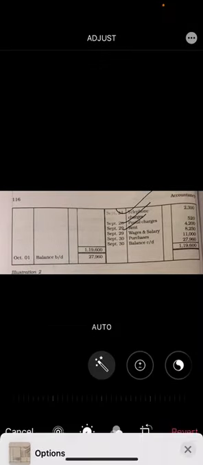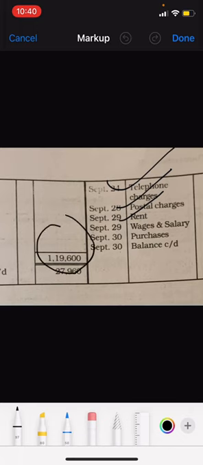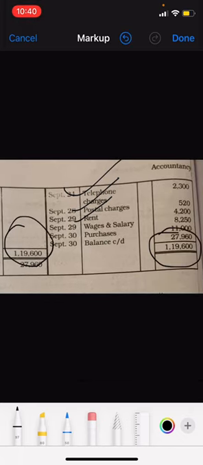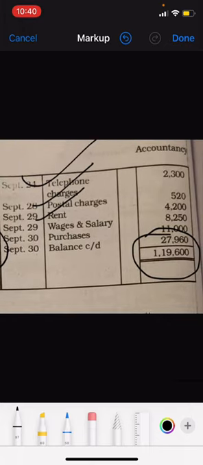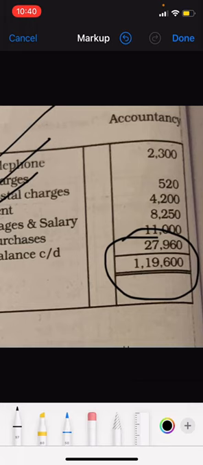Now how about balancing? Both sides are totaled. When you have totaled, your debit side is more than your credit side. So the total is 1,19,600. This total is written on both sides, the same way you balance your other ledger accounts. And the difference amount is 27,960. Your credit side is less than your debit side. So where it is less, your credit side is less, and the difference amount is 27,960.